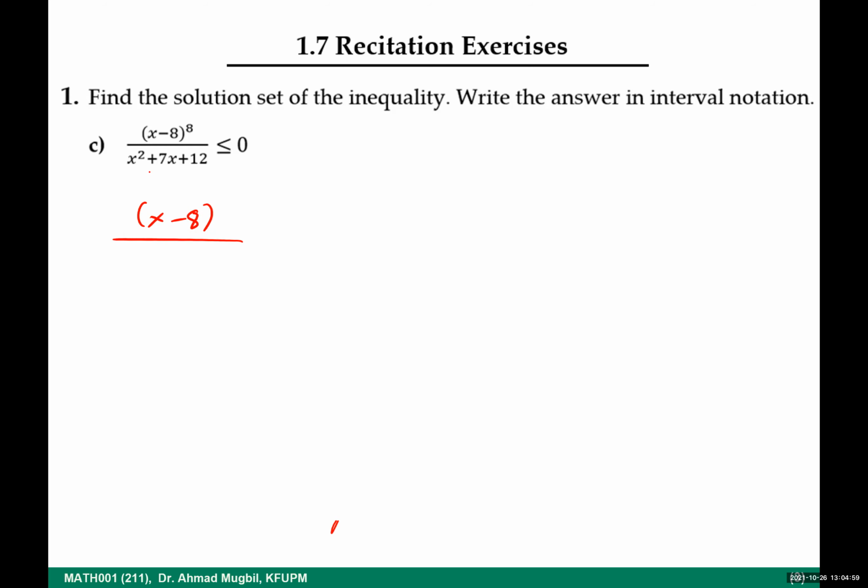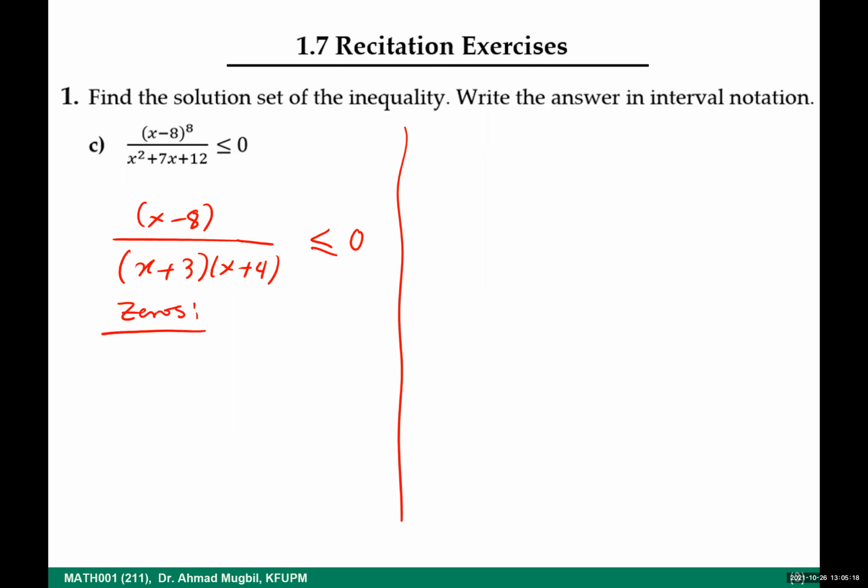Now we will factor the denominator. So what is it? x plus 3 times x plus 4. All will be less than or equal to what? 0. Now what will we do? We will find the zeros. What are the zeros? Oh, I forgot, all to the power 8. Don't forget that. So what are the zeros, guys?